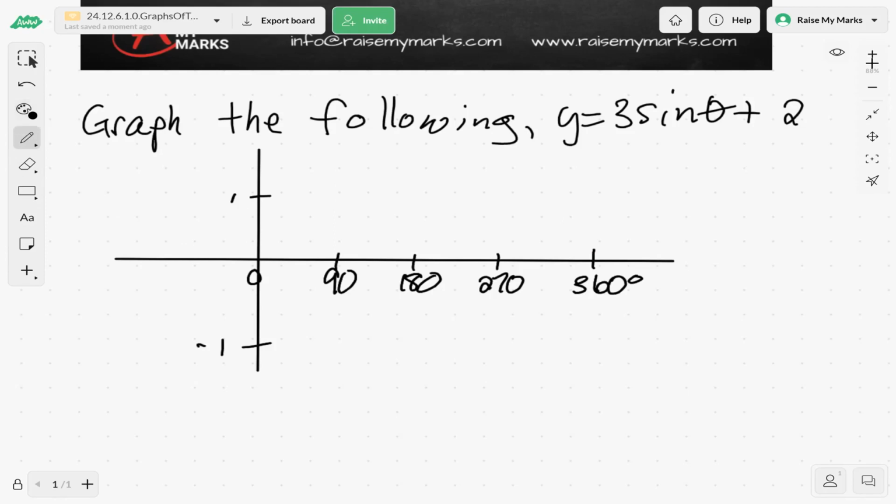So what does our sine function look like? So when theta equals 0, sine is 0, and theta equals 90, sine is 1. And then it just follows a nice pattern here. So let's just draw this in. So everyone's seen this. Good. So now we're going to apply the various transformations.